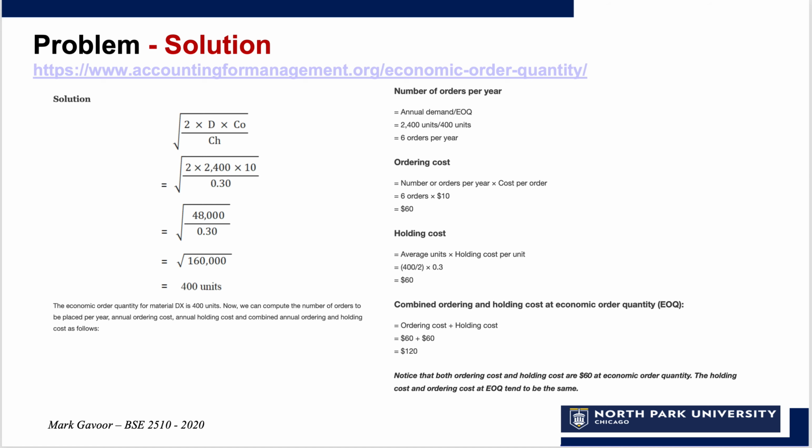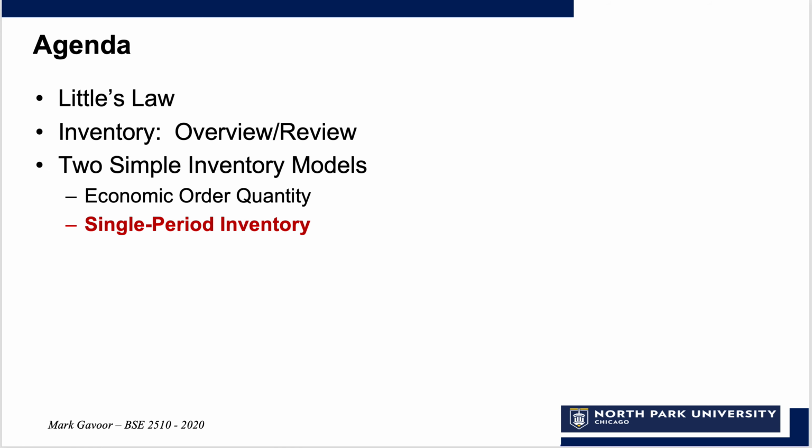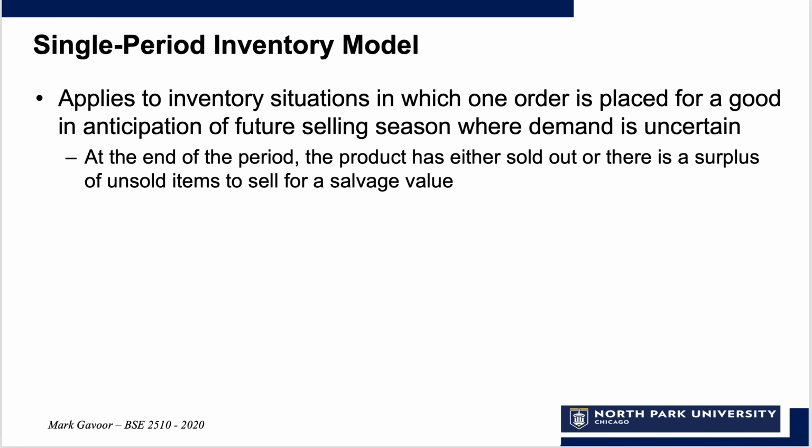So, let's look at the next thing. We want to look at single period inventory. Well, this applies to inventory situations in which one order is placed for a good in anticipation of a future selling season where demand is uncertain. This is like a clothing store ordering sweaters in a particular size and a particular color. We think we're going to sell this much of these sweaters in this size in the next winter season.